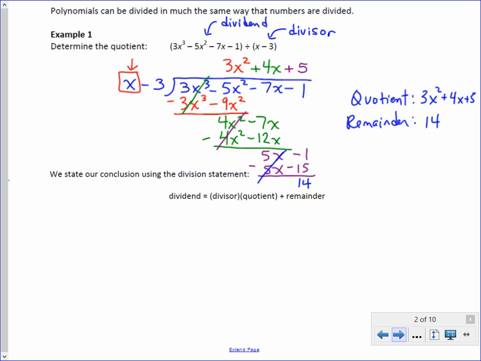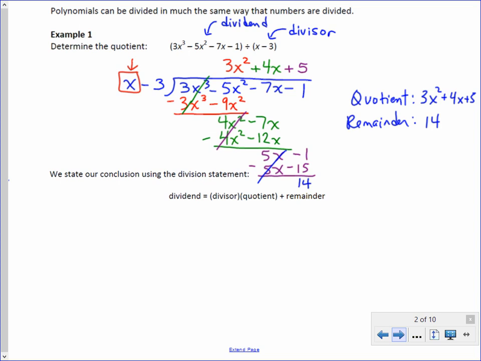If it says write our conclusion using the division statement, this is a division statement. It's basically equivalent expressions. If you have your dividend as one side, the other side has to equal that. If I multiply the divisor and the quotient together, I should get a polynomial, and then I have to add the remainder to make it actually equal the original, if there's a remainder.